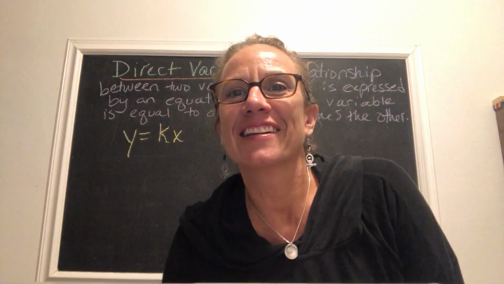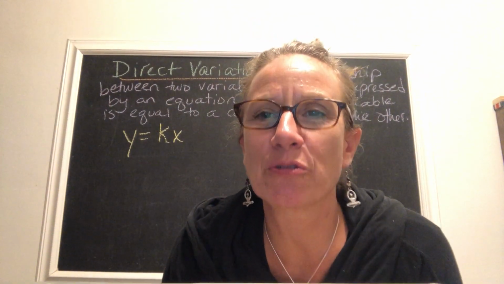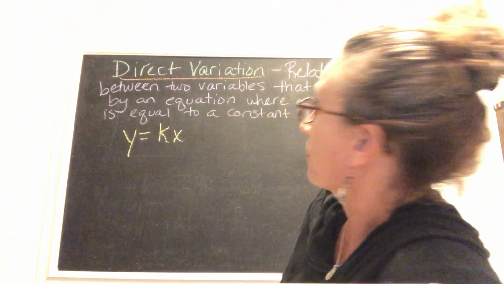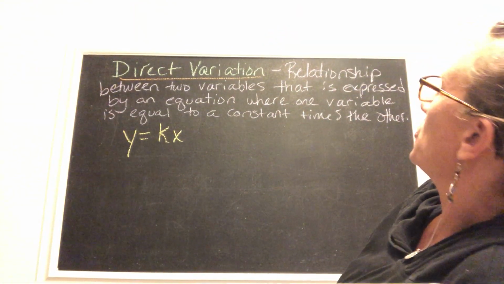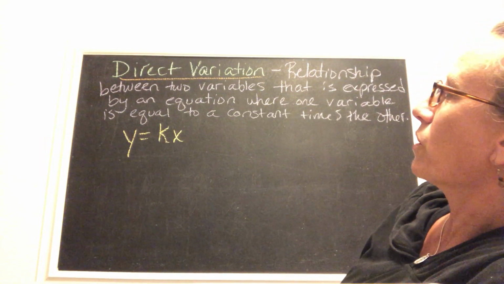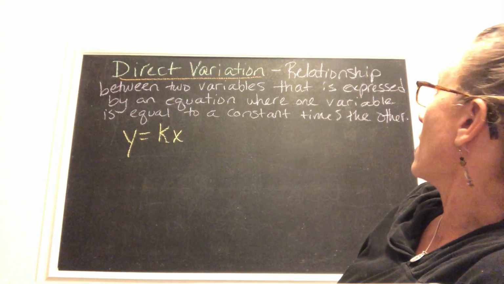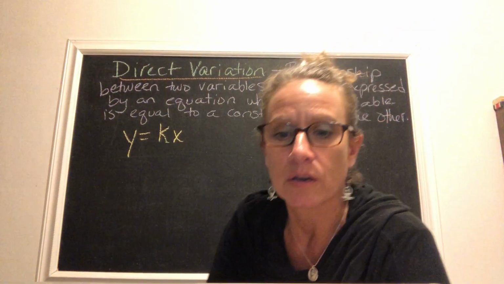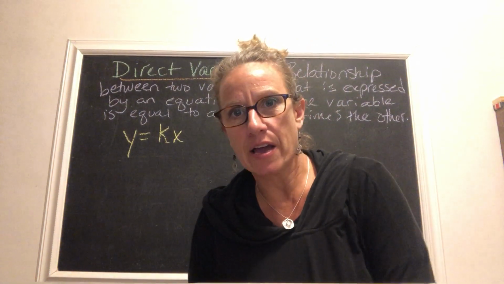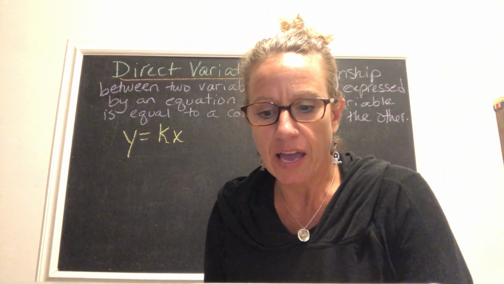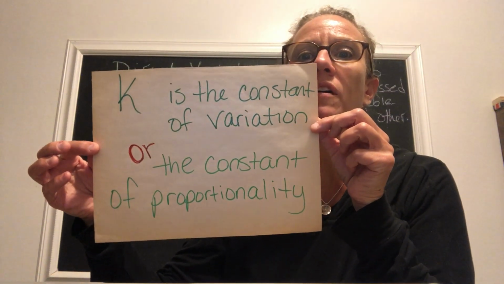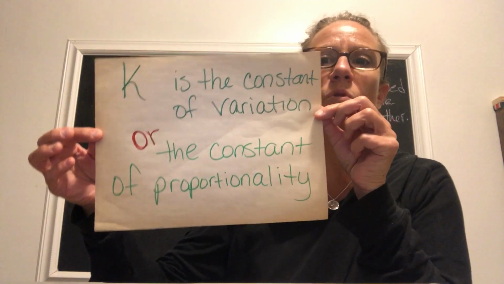Hi, today I'm here to teach you about direct variation. A direct variation is a relationship between two variables that is expressed by an equation where one variable is equal to a constant times the other. So the y would be a multiple of the x. K is called the constant of variation, or the constant of proportionality.